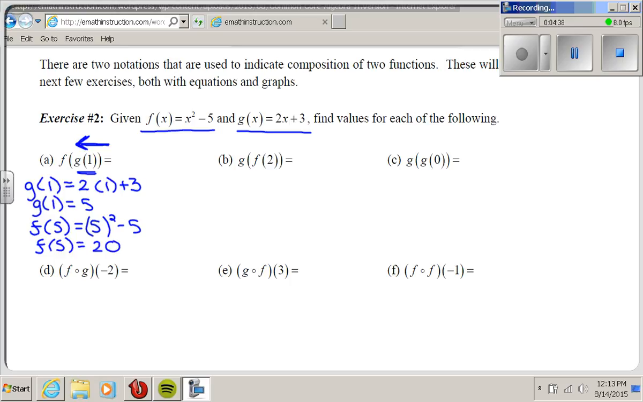We get f of 5 to be 20. So what is f of g of 1? F of g of 1 is your final output of 20. So again, you're moving right to left, and you're using substitution.